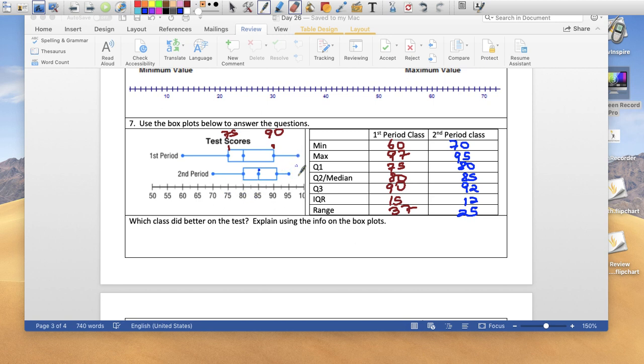Their maximum score might not have been as great as period one, but we don't know how many people got that high score in the first period class. We definitely have more people from 80 and higher in the second period class. 50% of the students in period one scored 80 or less, as opposed to only 25% of the group here scoring 80 and lower. And in period two class, nobody failed. So there's all that to take into account. Okay, well, hopefully that reviewed a little bit for you guys.